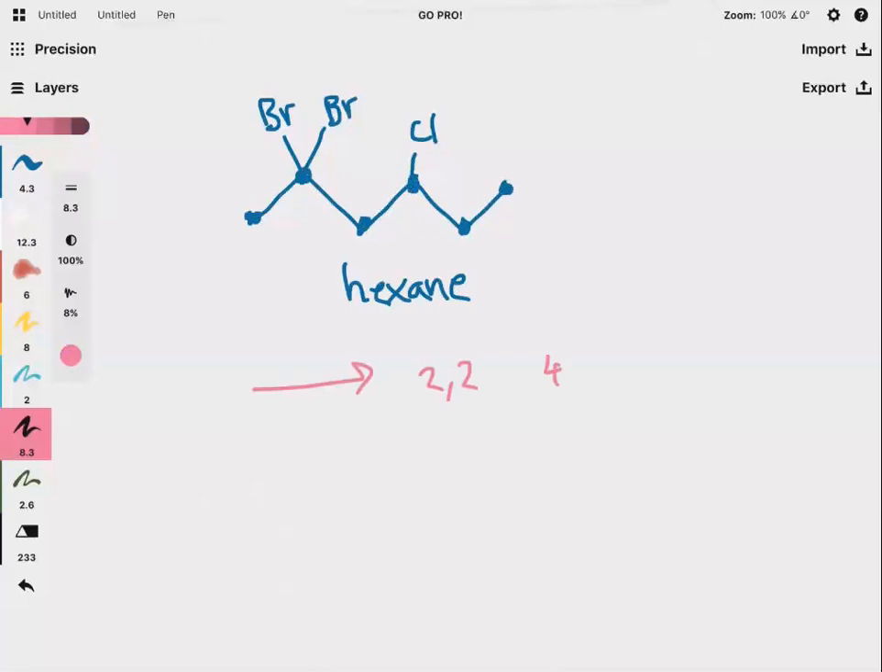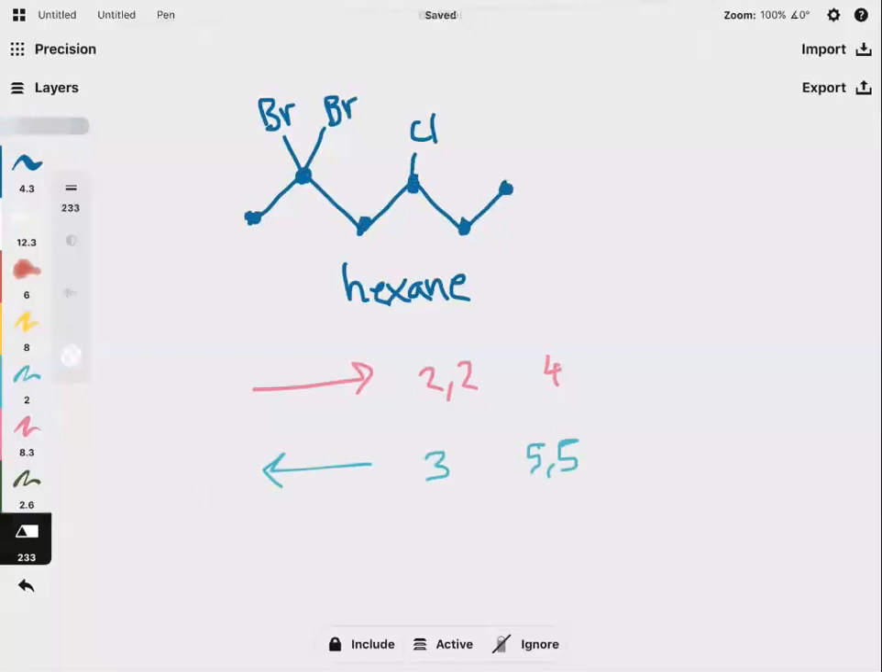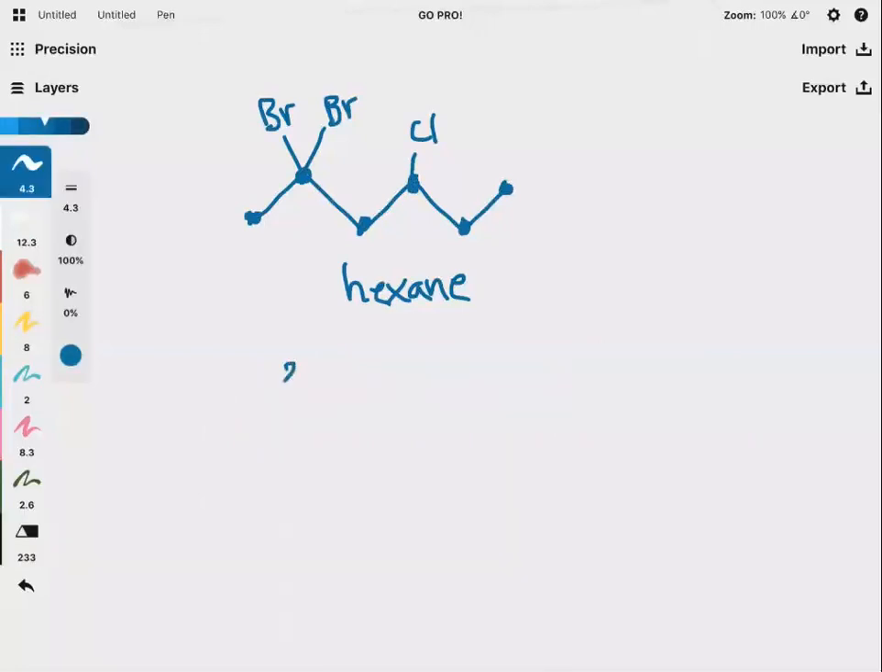If we start numbering from right to left, we would have been 3, 5, 5, right? So we want to start numbering from the left and go to the right. And so we're going to have 2,2-dibromo, and we'll have 4-chloro.